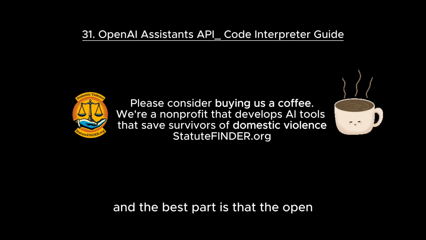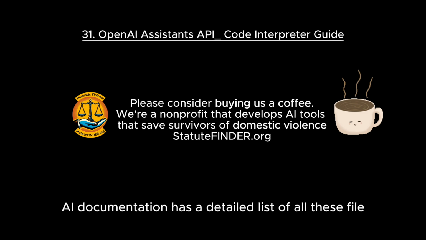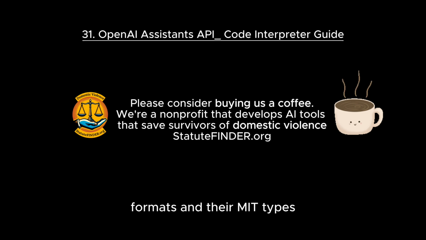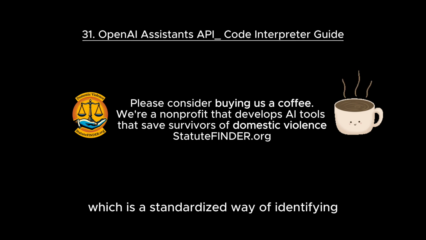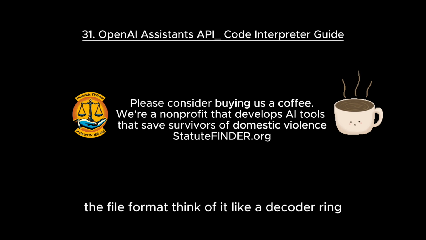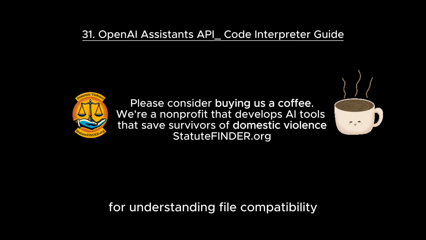And the best part is that the OpenAI documentation has a detailed list of all these file formats and their MIME types, which is a standardized way of identifying the file format. Think of it like a decoder ring for understanding file compatibility. So it's like a cheat sheet for making sure my data will play nicely with Code Interpreter. Exactly. It's there to make your life easier.